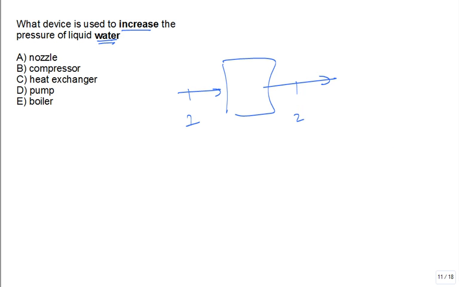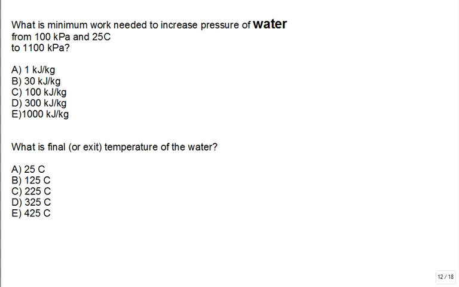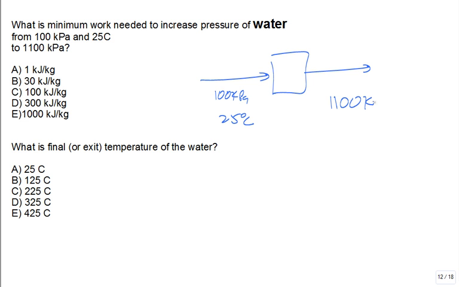All right. What is the minimum work needed to increase the pressure of water? The water comes into this box called a pump at 100 kPa and 25 degrees C, and I want it to go out at 1100 kPa. What is the work needed? This is the minimum work needed in units of kilojoules per kilogram.